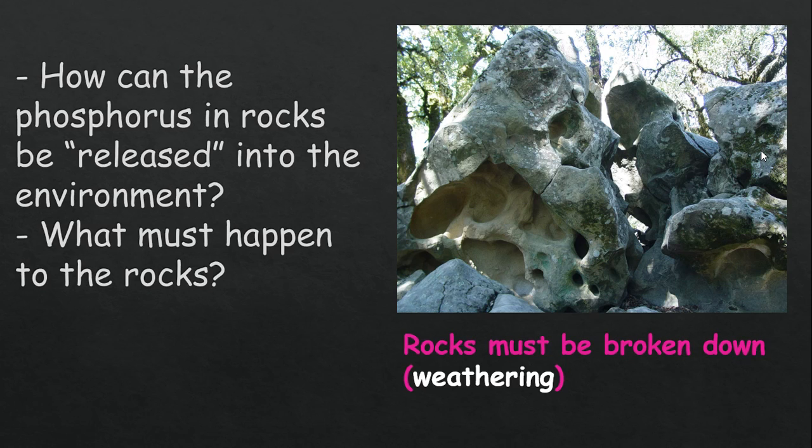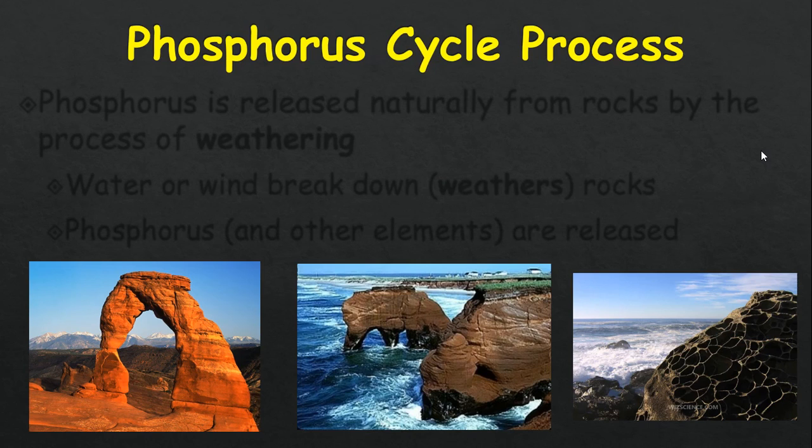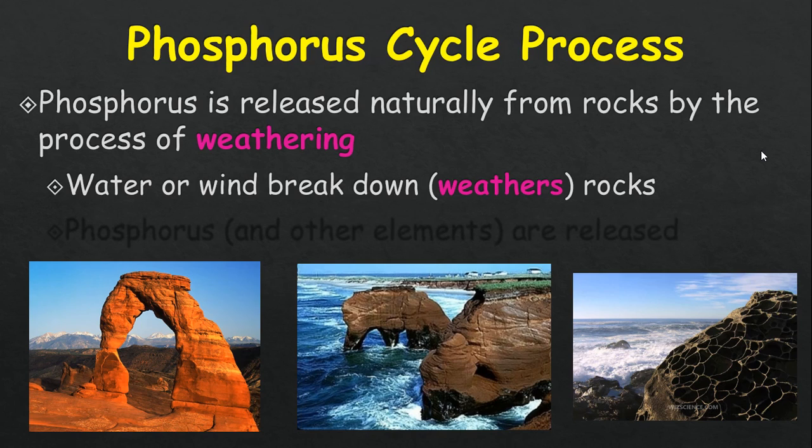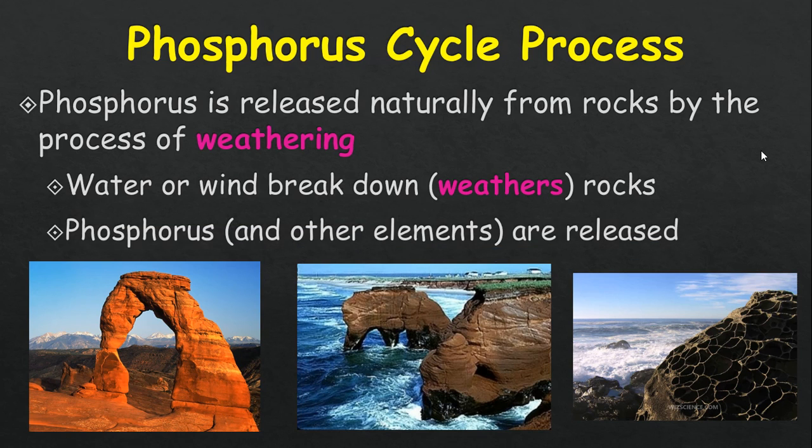Well, those rocks must be broken down. That process of breaking down rocks is called weathering. And there are two main ways that rocks are naturally weathered that we're looking at today: by water and also by wind. That's going to be helping to then break down that rock, releasing phosphorus and other elements as well.